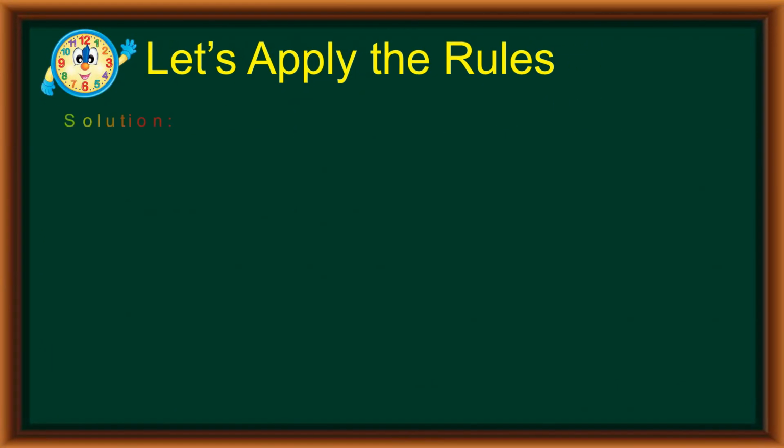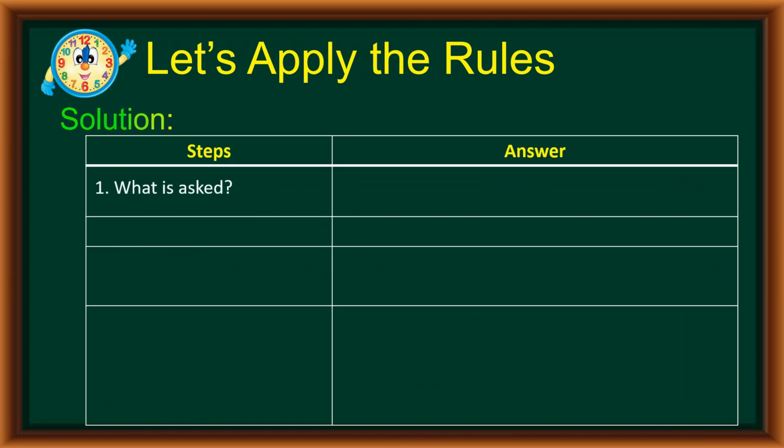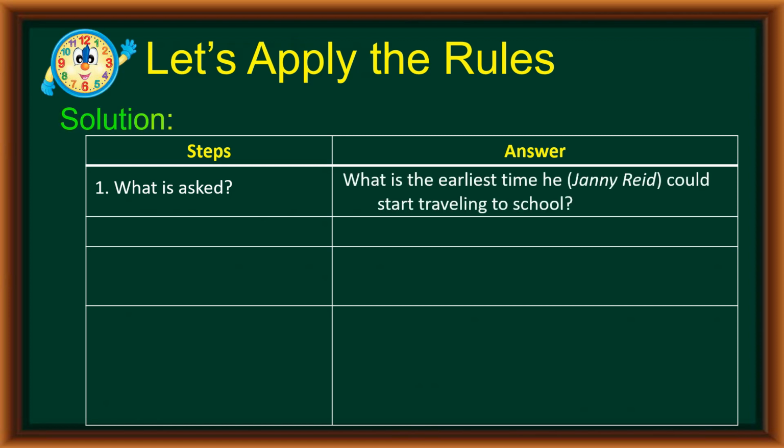Alright, let us check your answers. Let us apply the rules. Again, the first step is to identify what is asked. The problem asks, what is the earliest time that Johnny Reed could start traveling to school? Did you get it right? I believe so.